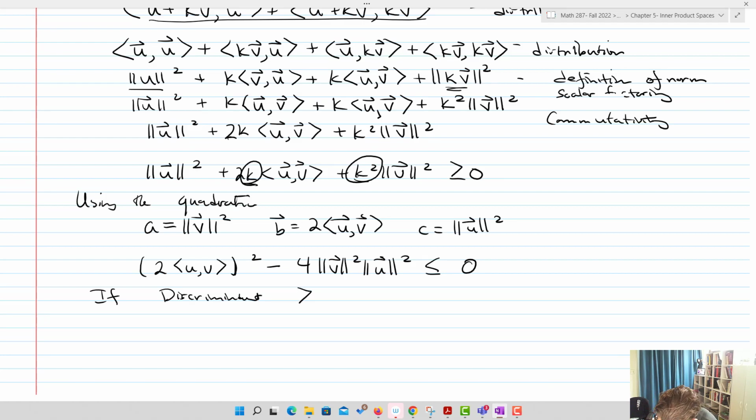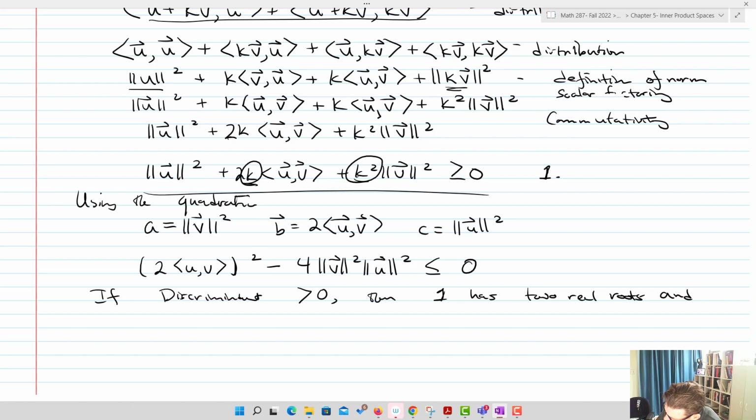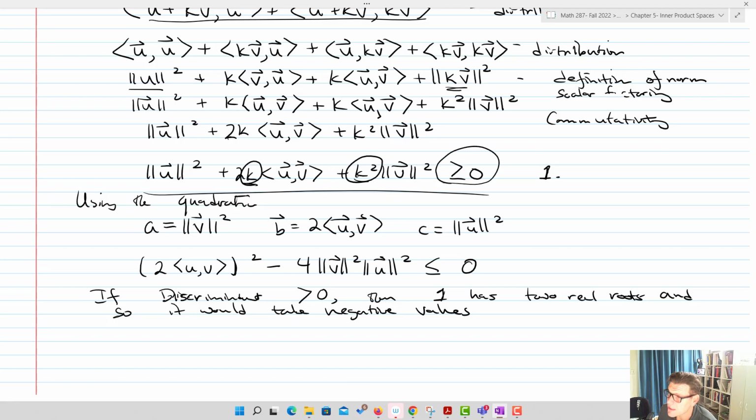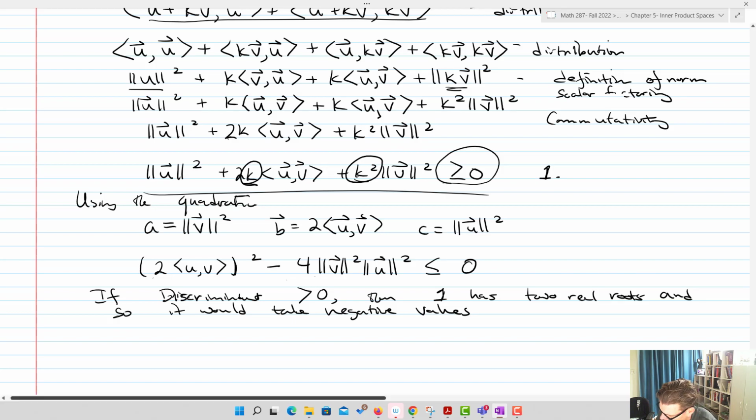The reason why is this: if the discriminant is greater than 0, then the quadratic has 2 real roots, and so it would take negative values. But we can't have that, because what we've been told is that this is greater than or equal to 0 at all times, so it can never be negative. So consequently, the inner product (uv) squared times 4 minus 4 times the norm of v squared times the norm of u squared has got to be less than or equal to 0.